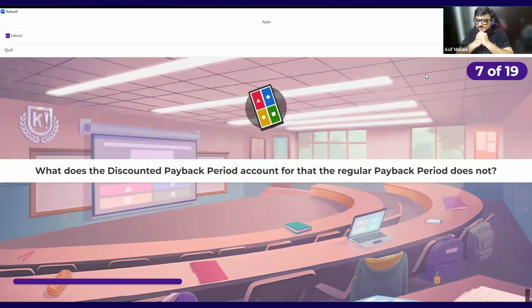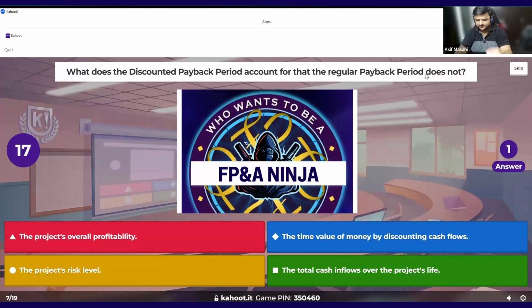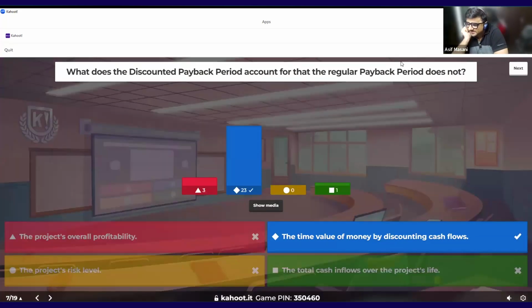So what does discounted payback period account for that the regular payback period does not? Okay, hopefully this is straightforward. You have 10 more seconds to answer this. Okay, so the right answer is that the discounted payback period accounts for the time value of money, which the normal or the regular payback period doesn't.